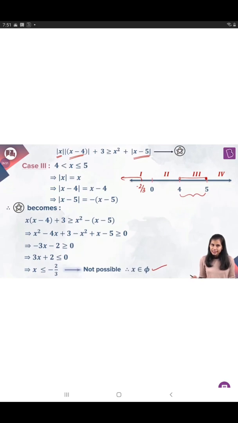Did you understand? Yes, because from here I was getting all real numbers less than or equal to minus 2 by 3, but these real numbers don't even lie in the third region. That means there is no real number in the third region which satisfies my star inequality. So corresponding to the third region, the solution set is empty set, null set, phi.